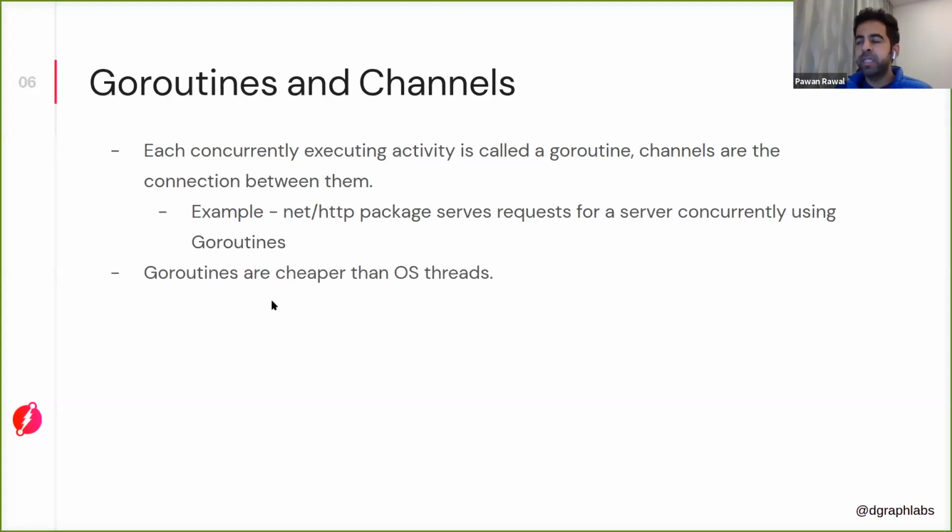Go routines are cheaper than OS threads. That's because they start with a limited stack size, and then they grow based on what's needed, whereas OS threads basically start with a bigger stack size. And this is something that Ibrahim would also touch upon: even though Go routines are cheap, they are not free. That's why it's important to be mindful of how you use them.